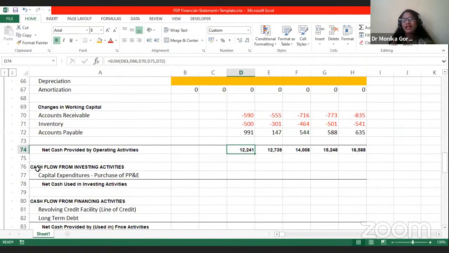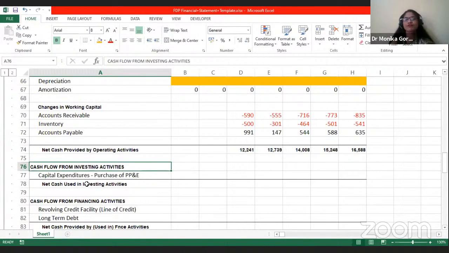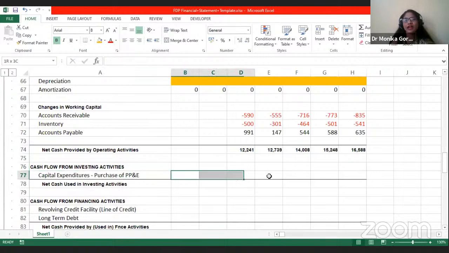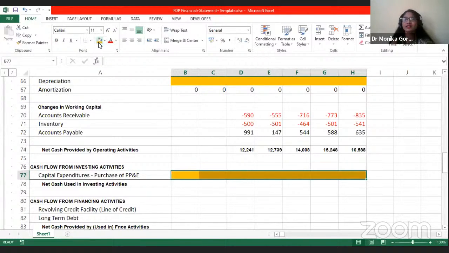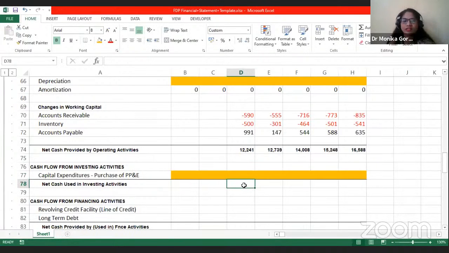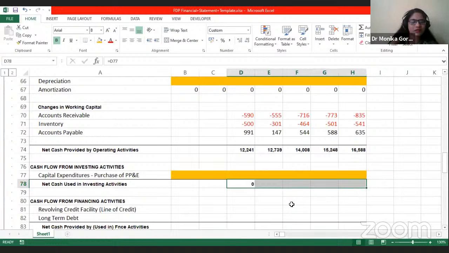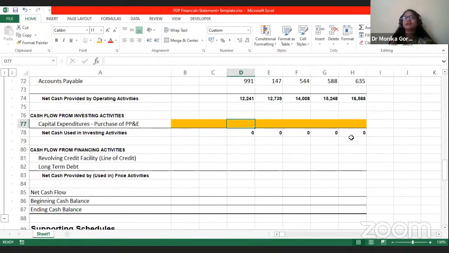Moving ahead, our second part of cash flow statement is your cash flow from investing activities. As of now, we have not done capital expenditure. We are going to highlight this. The reason behind that is we are going to do this after our PPE schedule. What is your net cash used in investing activities? Your net cash is nothing but your capital expenditure, purchase of PPE. Okay, I'll just drag this. As of now, it will be 0 because we have not yet inserted any kind of amount in this particular column. Once we include it, automatically this will get changed.